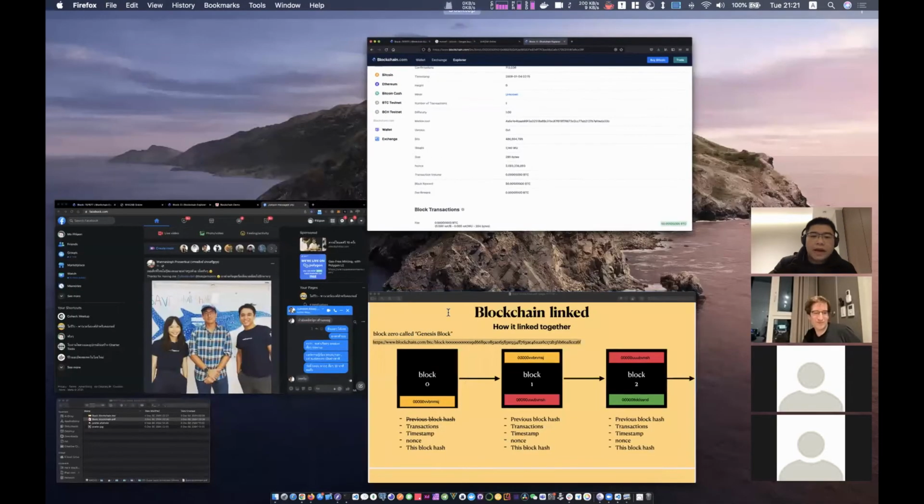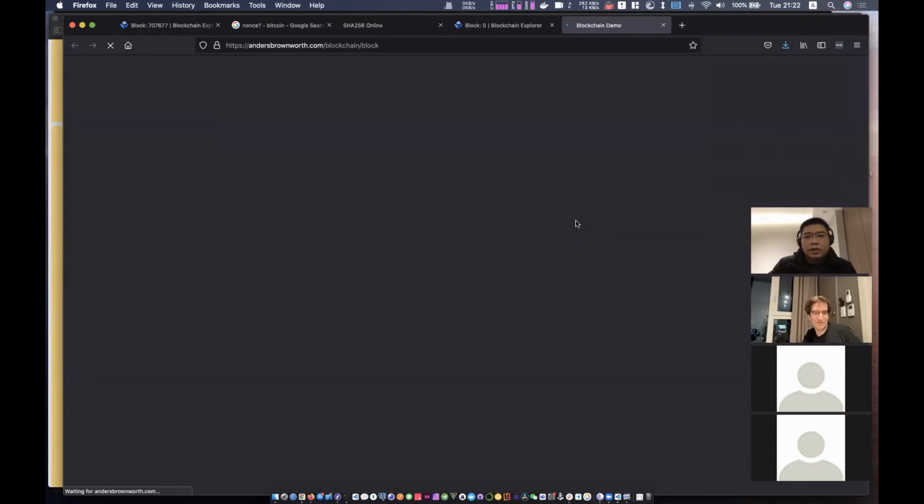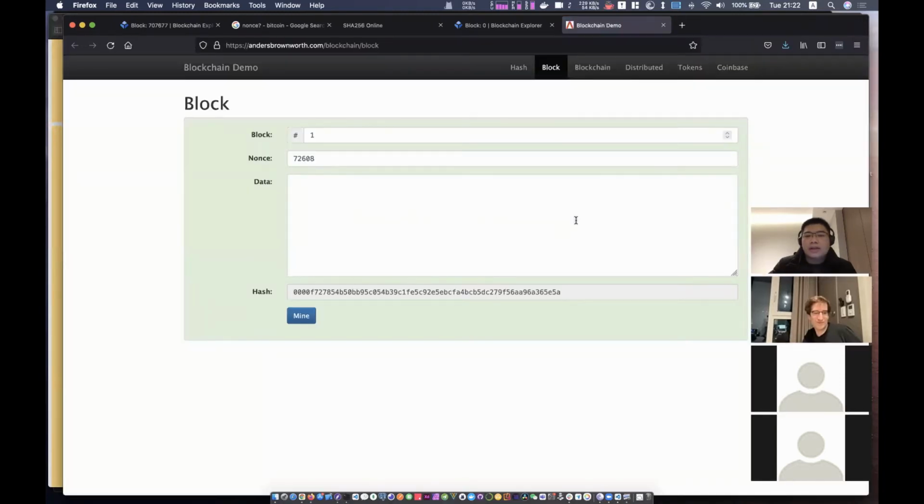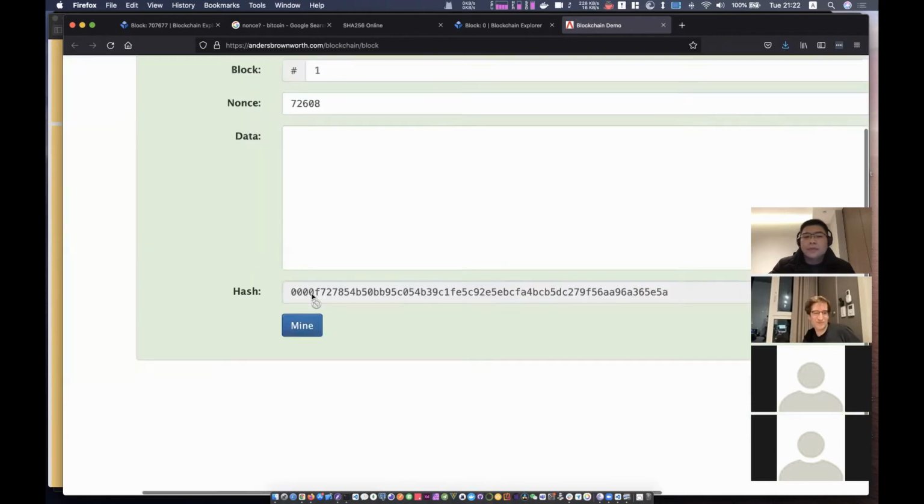So we come back to this one. I want you guys to play with this example. This example is really good. This is a demo that makes it really easy to explain what happens in the block. As I said, the hash has a condition that the BTC node wants. In this case, this is a simulation set up for only 4 zeros in front of the hash.